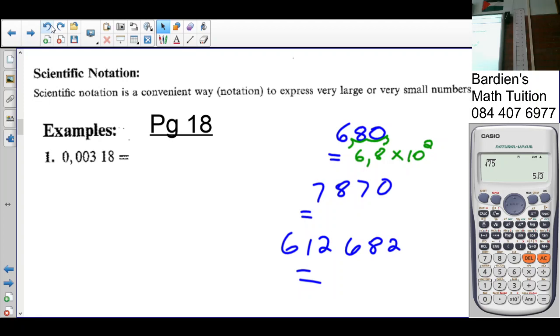Okay, so what would this be? Where must the comma be? Before the 8, after the 7, not so? Good. But where's the comma currently? Behind the 0. So how many places is it moving? 1, 2, 3. So it's 7,87 times 10 to the 3. Easy, yes. Everything in maths is easy.